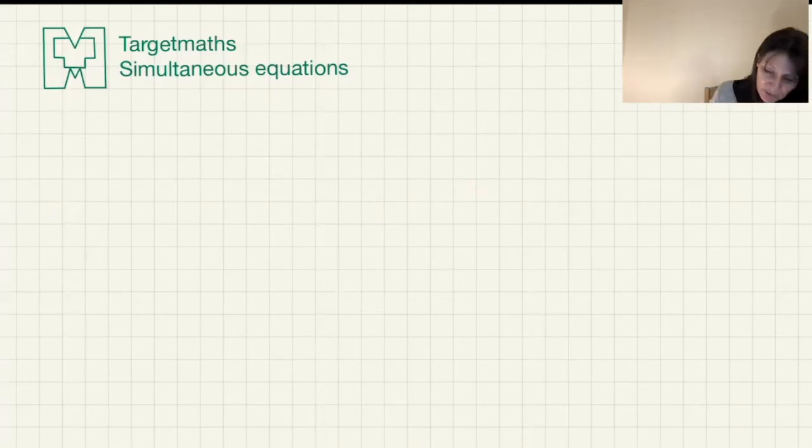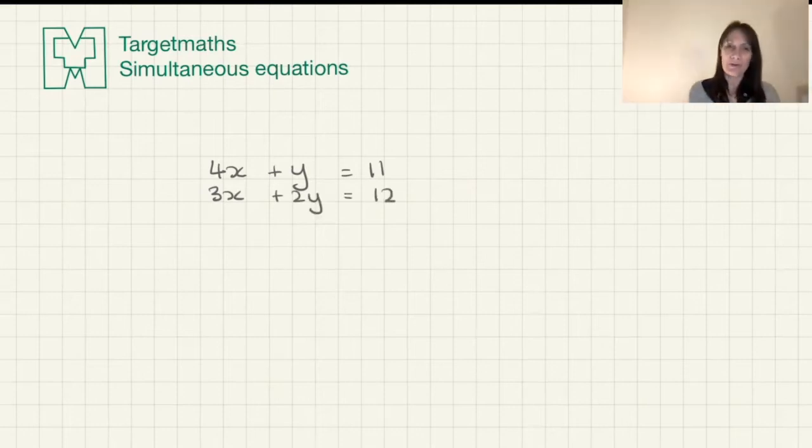So we're going to look at 4x plus y equals 11 and 3x plus 2y equals 12. Now, there is one value for x and one value for y that is going to work in both those equations to give the answers that we have. So one value of x will give us 11 with the y, and vice versa, okay? So it's not a multitude of answers.